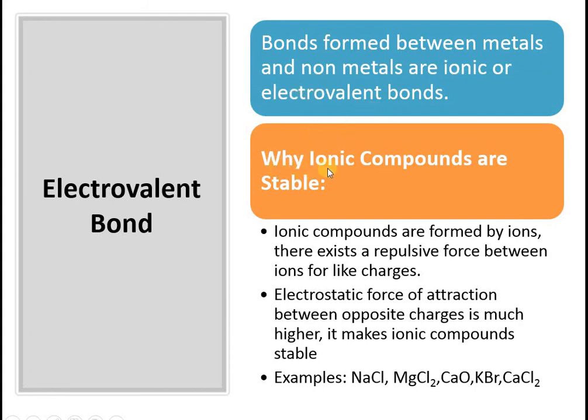So why are ionic compounds stable? Because they are formed by ions. There exists a repulsive force between ions of like charges, but the electrostatic force of attraction between opposite charges is much higher. So it makes ionic compounds stable. The examples are sodium chloride, magnesium chloride, calcium oxide, potassium bromide, calcium chloride. These are a few, there are many.